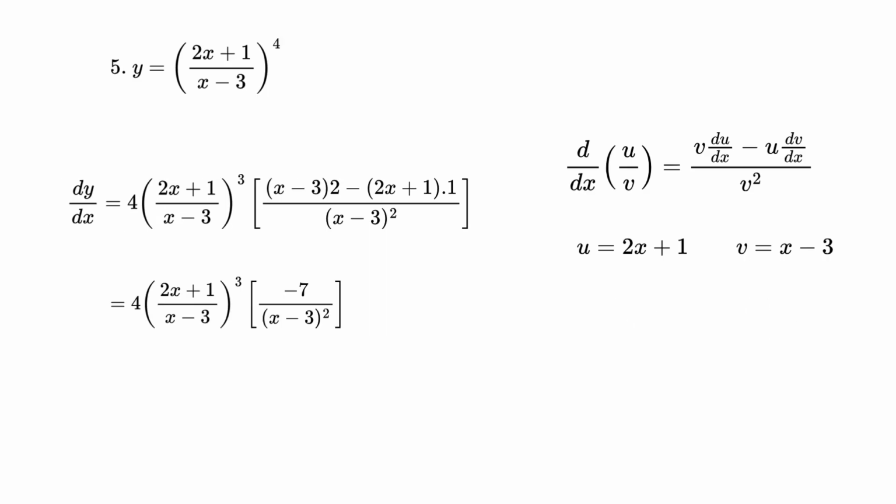Simplify, we get dy/dx = 4 ((2x + 1)/(x − 3))³ × (−7)/(x − 3)². Therefore, dy/dx = −28 (2x + 1)³/(x − 3)⁵.